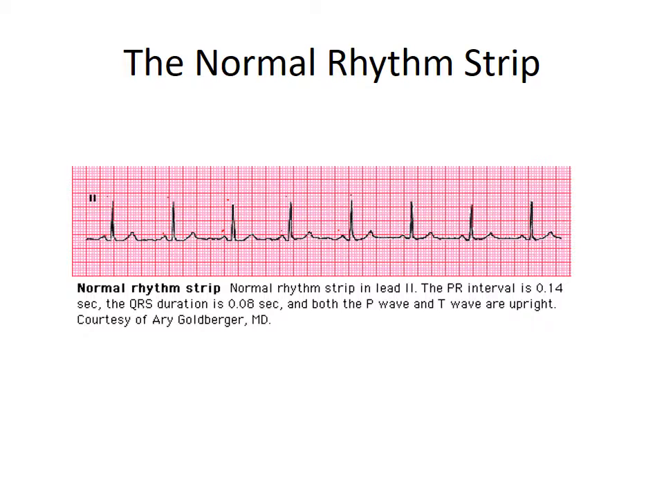So what's the rate? Well, how many big boxes do I have from this first R wave to the second? 1, 2, 3, 4. Basically 4 big boxes or big lines in between. 300 divided by 4, 75. So I have normal sinus rhythm, rate of 75. Pretty good amount of information.